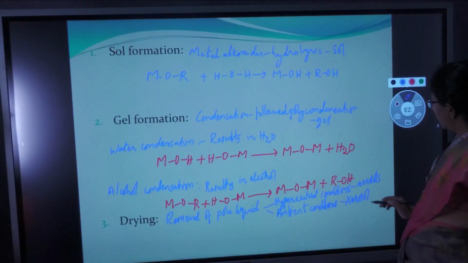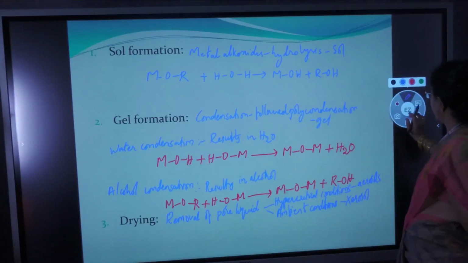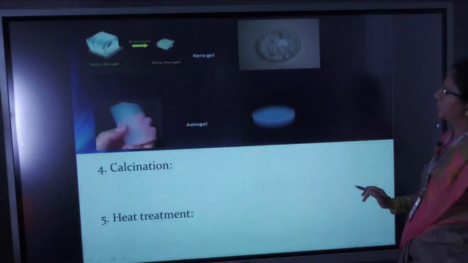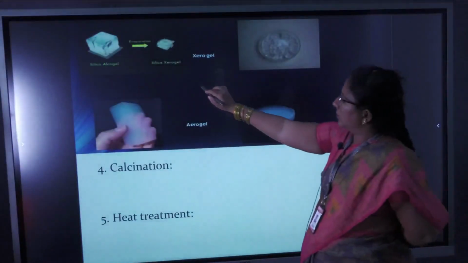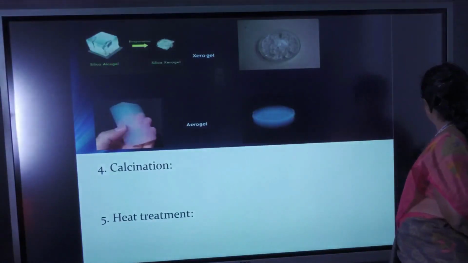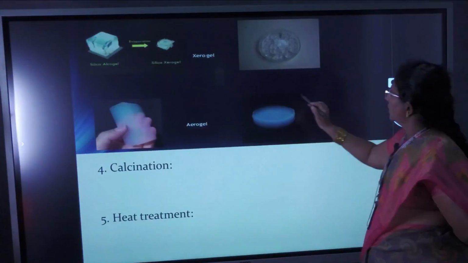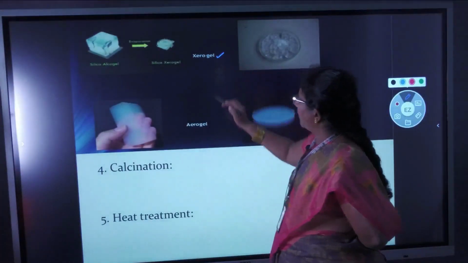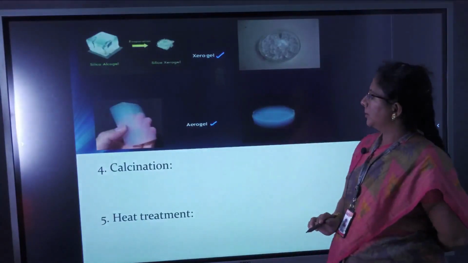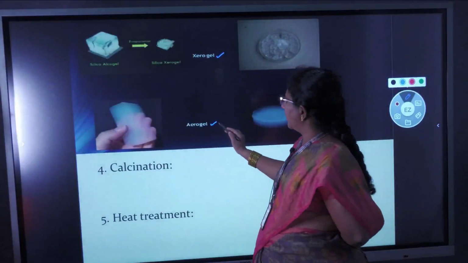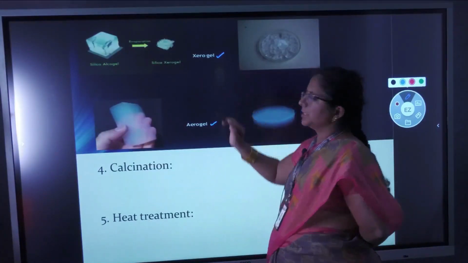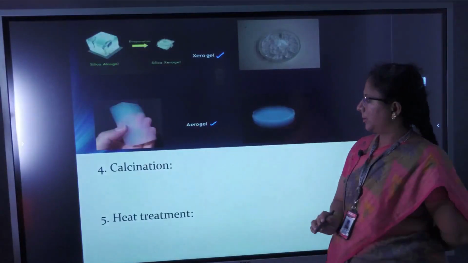Now I will show you the structures of this aerogel and xerogel. So see here. This is how the xerogel is formed and this is how the aerogel is formed. That means under hypercritical conditions aerogel will be formed and under ambient conditions xerogel will be formed.